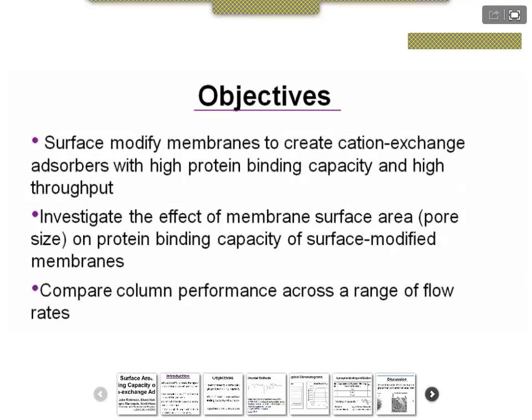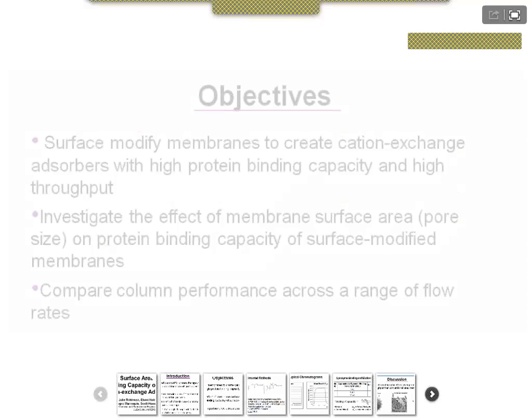So the goal of my project is to surface modify membranes to create cation exchange adsorbers that exhibit both lower pressure drops and higher mass throughput. Specifically, I investigated the effect of membrane surface area or pore size on protein binding capacity, in addition to comparing the column performance at several different flow rates.